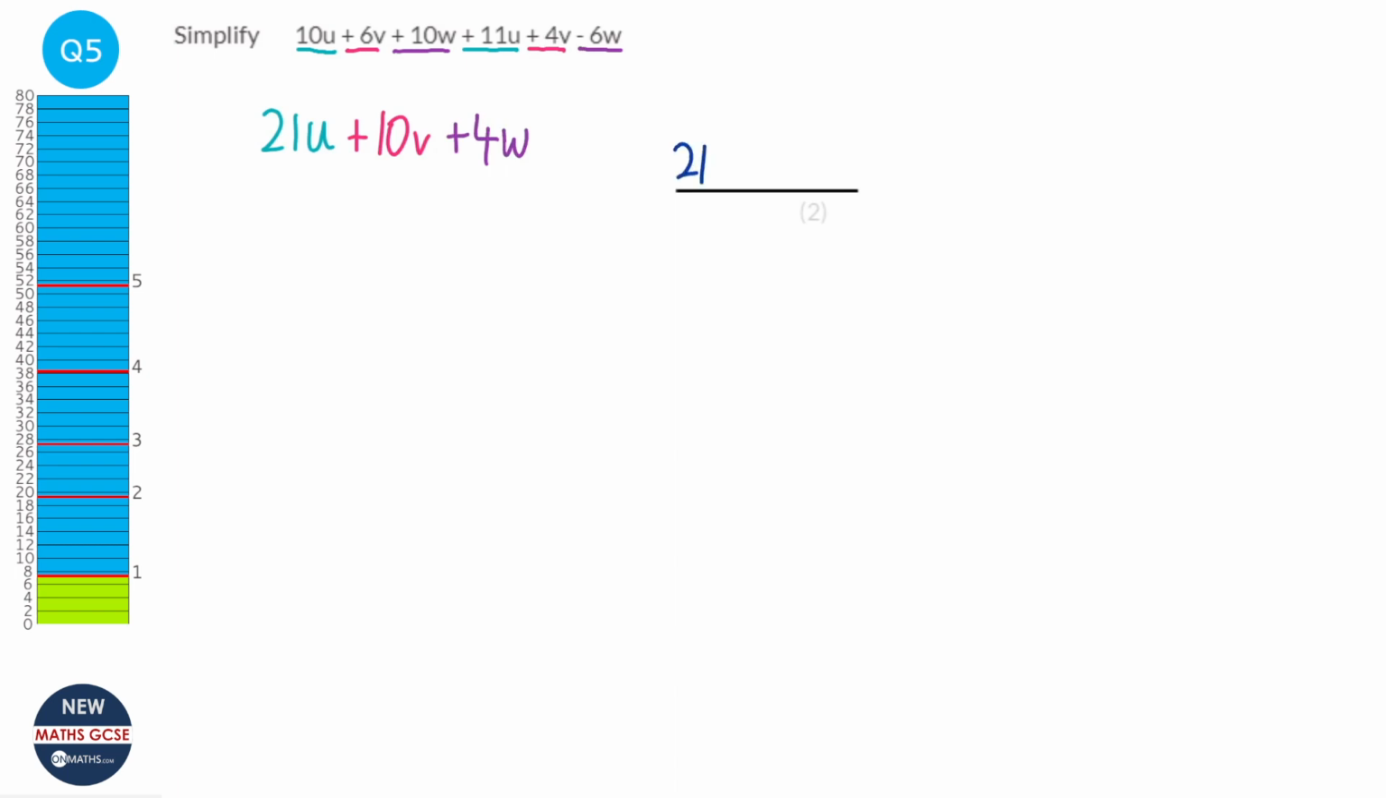But we can't add a U term to a V term to a W term. So we have to just leave them be. So our answer is 21U plus 10V plus 4W. But we can multiply them, we just can't add or subtract them.